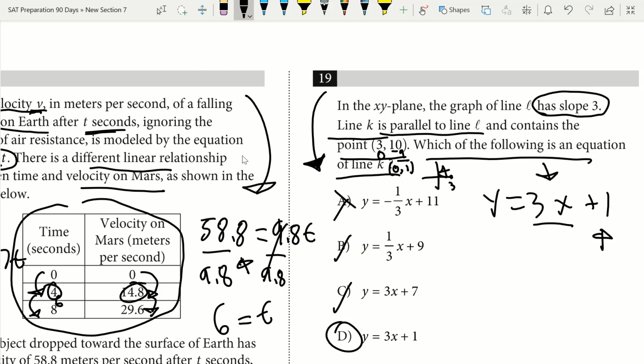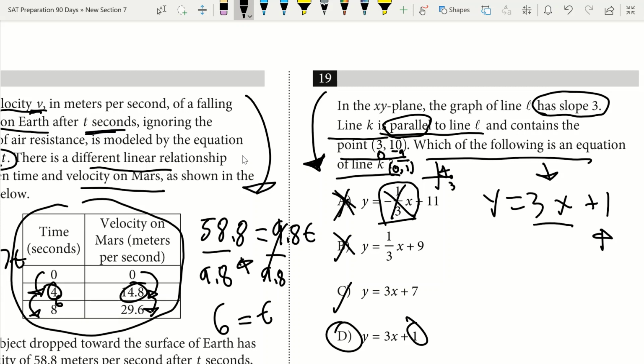Another thing, as soon as I saw my slope was 3, I could go ahead and get rid of A and B because it said that it was parallel. A and B would have been the slope if it was perpendicular, but it wasn't, it was parallel. So I could get rid of A and B, I was between C and D, and then at that point I solved for my y-intercept and saw my answer had to be D.